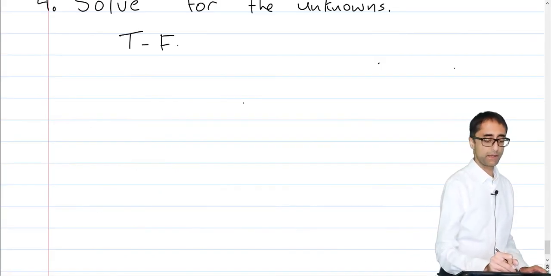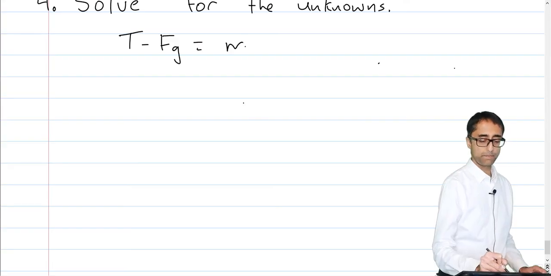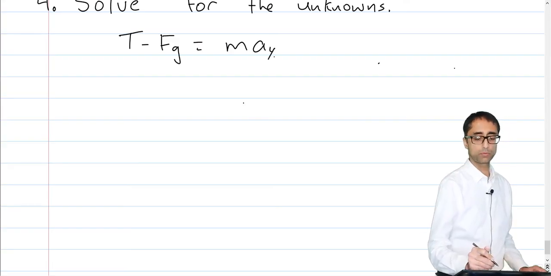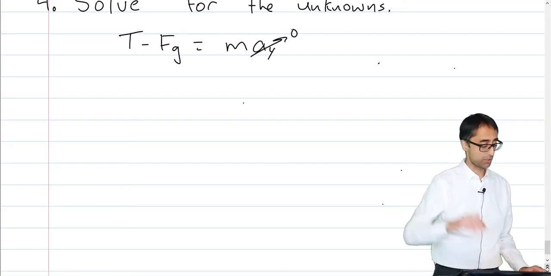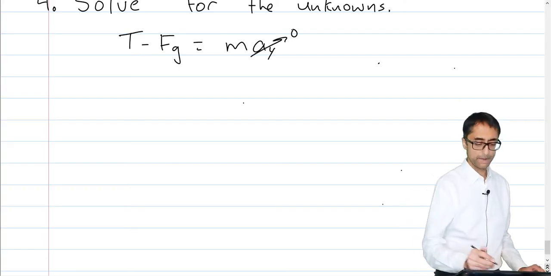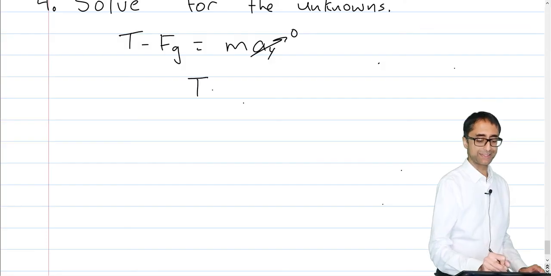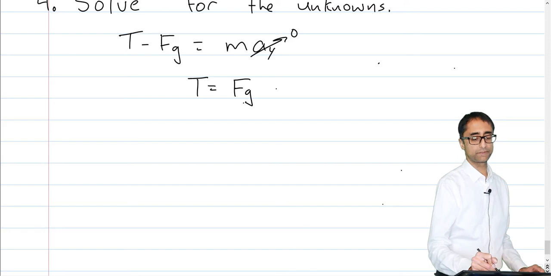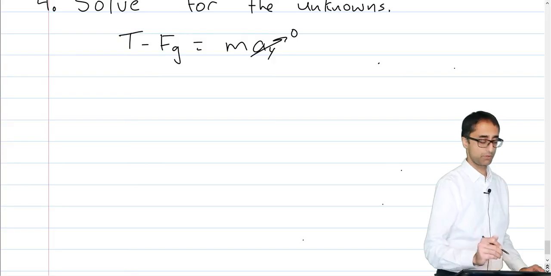So starting with T minus Fg equals mass times acceleration in the y. Well, we said the acceleration in the y is 0 because our object is neither going up or down. And that leaves us with tension equals Fg. But I have an equation for Fg. In fact, I probably should have put it in by now. Why don't I do that? We could do it at this stage. We'll do it in 2 steps, so it's very clear.